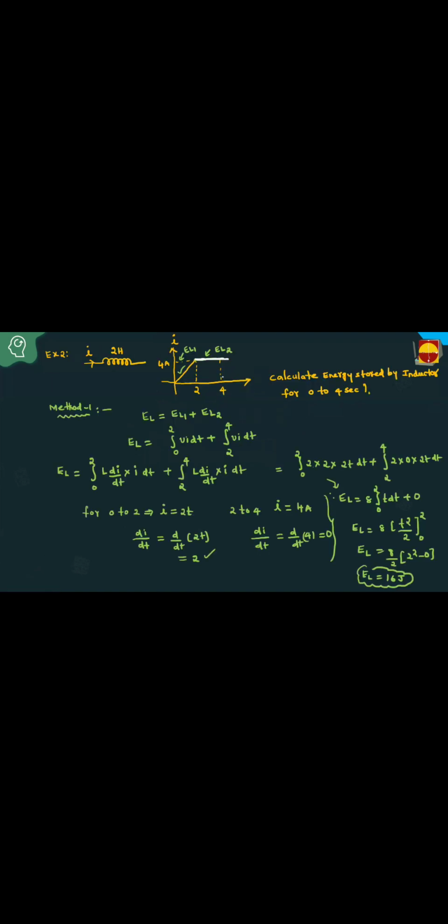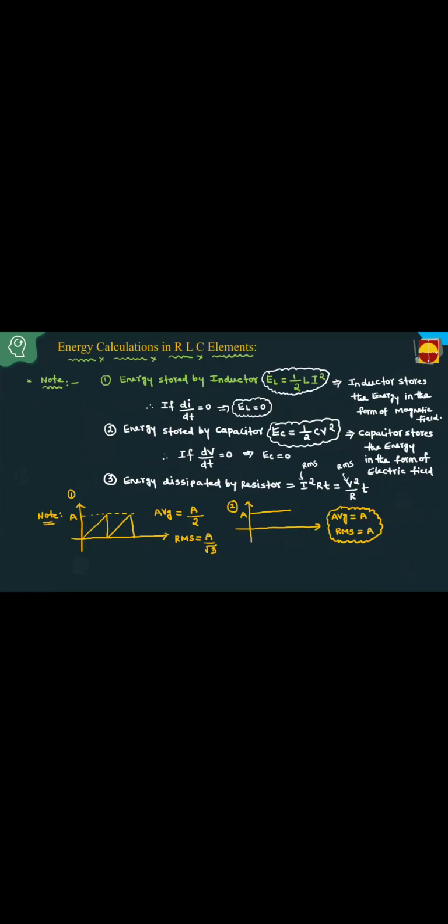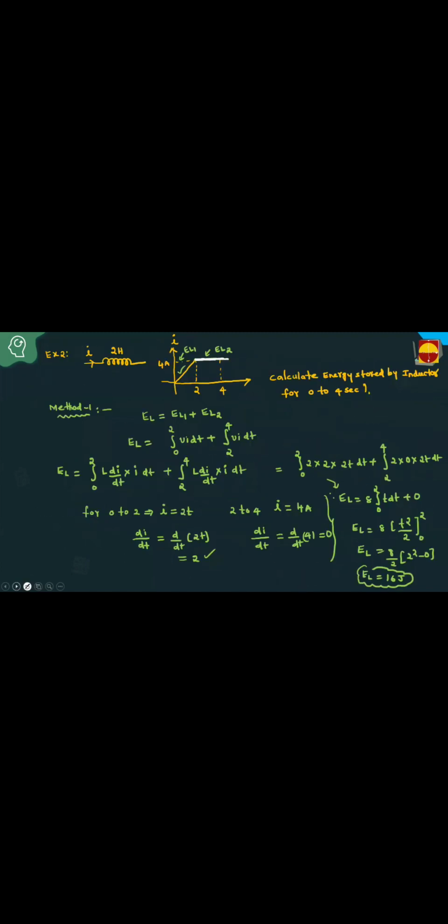Again, there is no need to go for integration here. Directly you apply half L i squared. By integration only we are getting this formula. That's why we apply it directly. But why is E_L equal to 0 here? Because there is no change in current from 2 to 4 seconds. The current is constant. If di by dt equals 0, what is the energy stored by the inductor? 0. If dv by dt equals 0, what is the energy stored by a capacitor? 0. This is very clear.